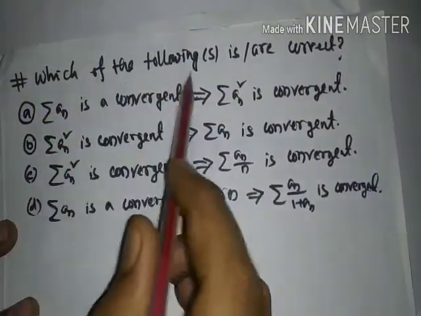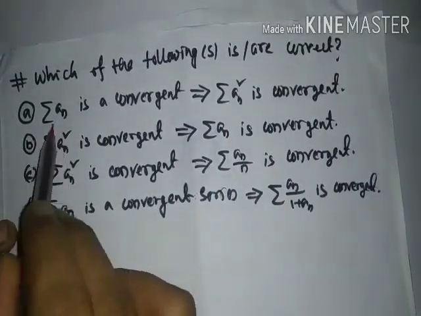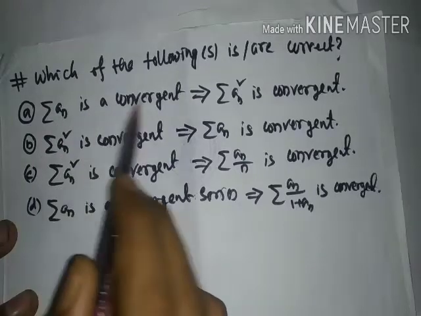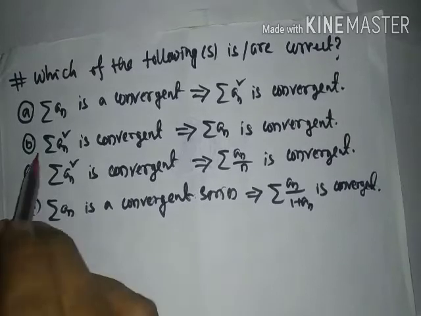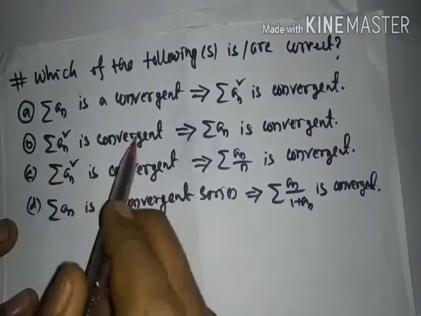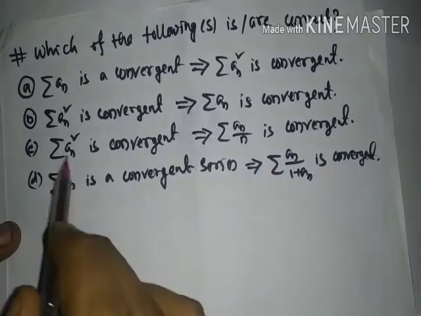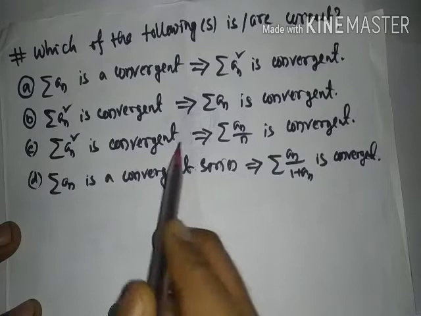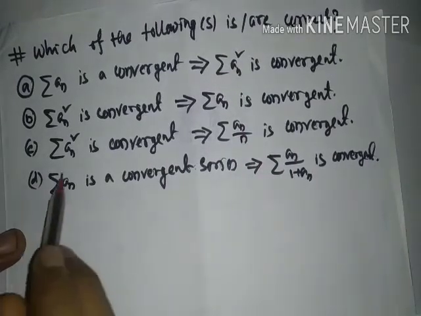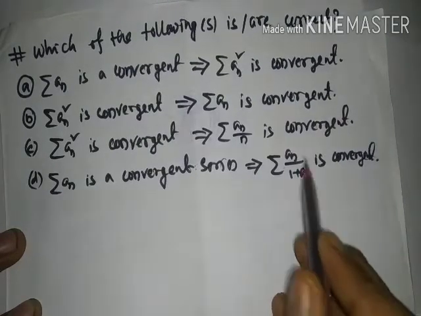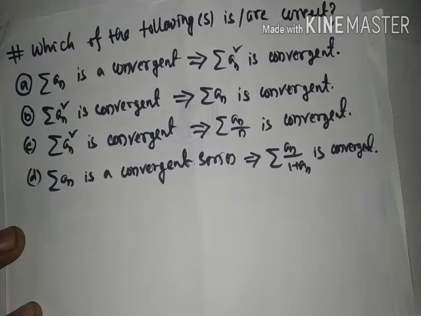Which of the following are correct? Option A. Series a_n is convergent implies series a_n square is convergent. Option B. Series a_n square is convergent implies series a_n is convergent. Option C. Series a_n square is convergent implies series a_n by n is convergent. Option D. Series a_n is convergent implies series a_n by n is convergent. So, now we check step by step.